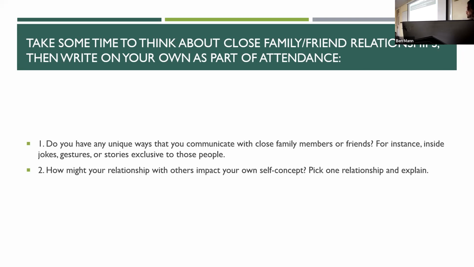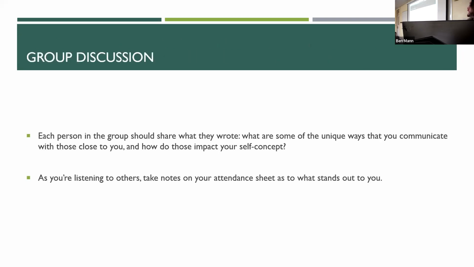When you have finished working on this part of the prompt, I would like you to find two or three other people to work with. In your groups, I'd like you to take some time to share some of the things you wrote about how you communicate with those close to you and how they impact your self-concept. As you're listening to other folks share their perspectives, take notes on your attendance about particular things that stand out to you. You can continue to work on part 1 if you need to, but when you're ready, turn around and find some folks sitting near you that you'd like to work with. Take a moment to share each other's names and exchange some of the thoughts you developed.